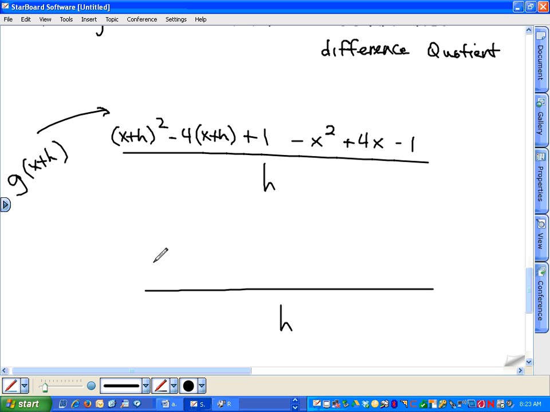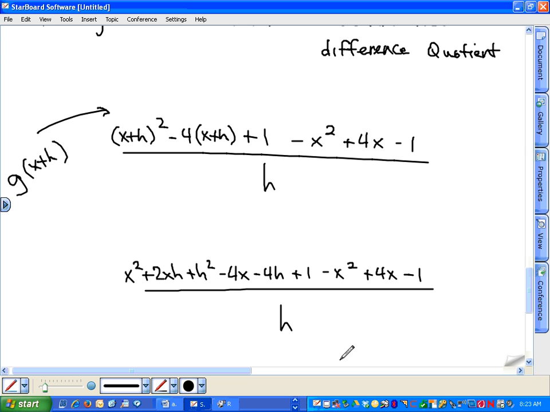So just be careful. x plus h squared, you guys, is not x squared plus h squared. What is x plus h squared? It's x squared plus 2xh plus h squared. And then you minus 4x minus 4h plus 1, minus x squared plus 4x minus 1.